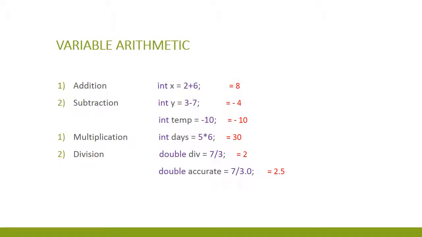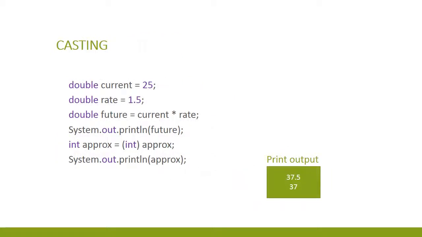Variable arithmetic. Addition, for example, integer x equals 2 plus 6 equals 8. Subtraction, integer y equals 3 subtract 7 equals 4. Multiplication, integer dice equals 5 multiply 6 equals 13. And division. Casting.